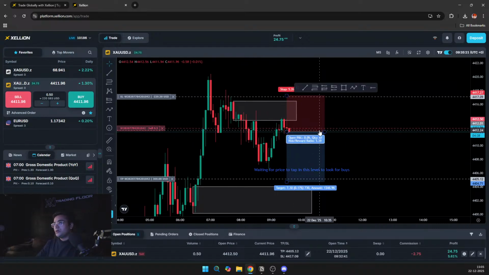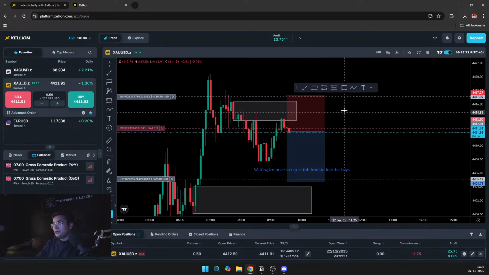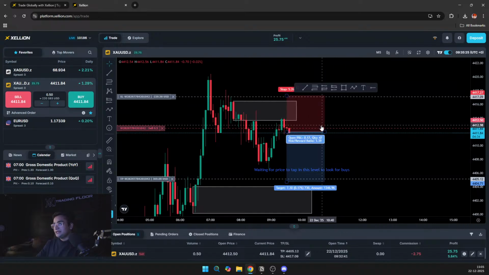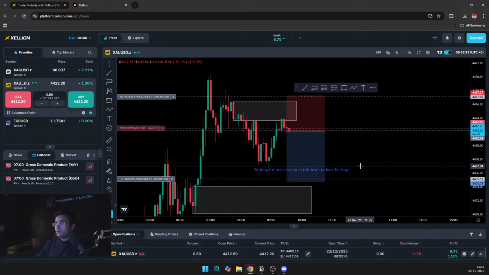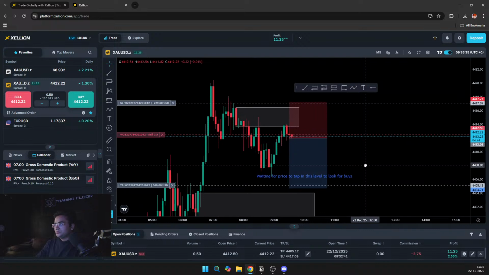Now there are two options. This candle can move down and then move up, tap into this level and reject later on. Let's see what price does then. Right now we are up around $11 or so. Let's see.